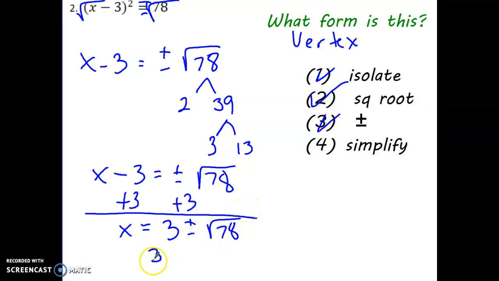So my 2 answers, 3 plus the square root of 78 is one answer, and 3 minus the square root of 78 is the other answer. So 2 answers for this one. If I were to graph this one, subtracting the 78 to make it equal to 0, it would cross the x-axis these 2 times.